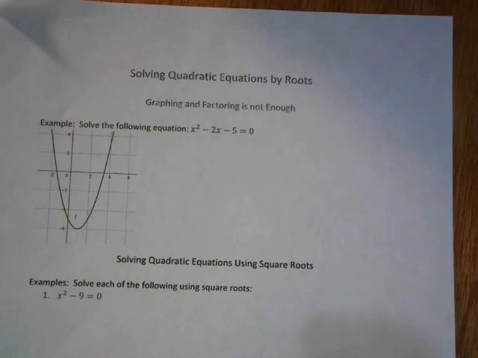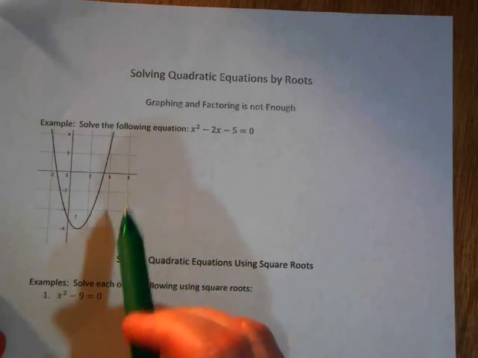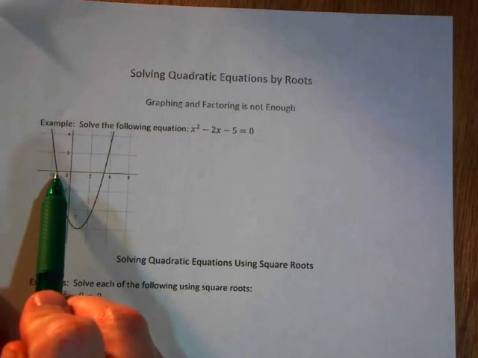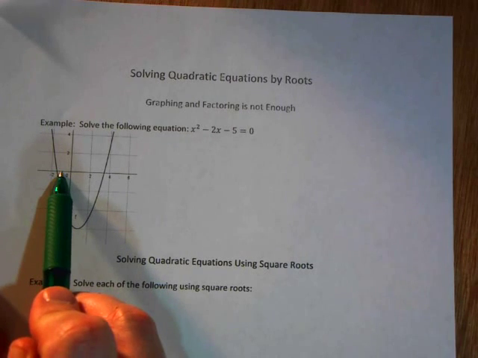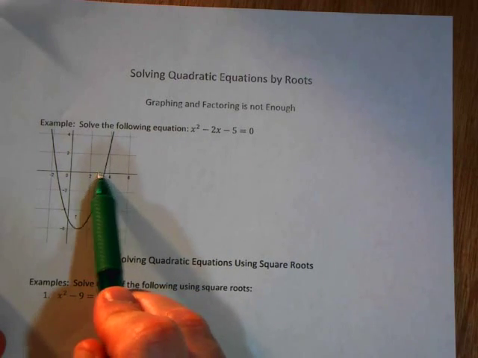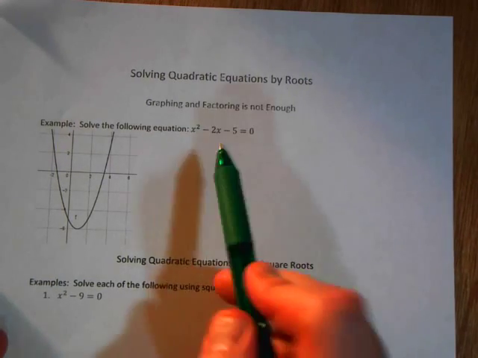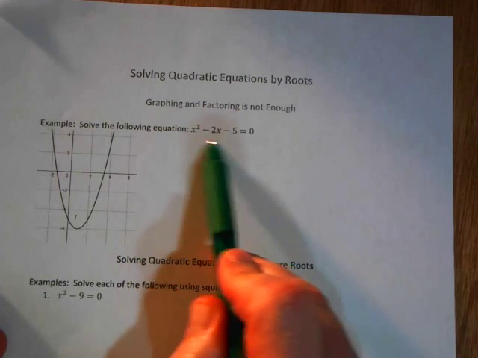Solving quadratic equations by roots. All right, so previously we have looked at solving quadratic equations by graphing. And here's an example of a graph where you can look at it and you can approximate the answers. This one's a negative 1.3 maybe, and this one's 3.5 maybe, but you can't really find the exact answer from the graph. We've also looked at solving quadratic equations by factoring.